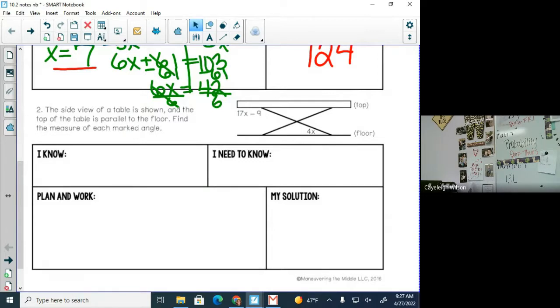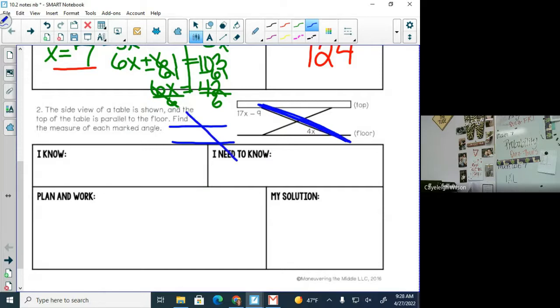So what I did is I redrew it first because I couldn't see it. So I know that the top and the floor are parallel. So I just redrew it like this because I know they're parallel. And then I noticed that both of these measures are on this line. So I just drew that one. And I put the 17x minus 9 right there and the 4x right there. Because I knew that they were on the same side there. But looking at that picture, it was hard to tell. But by taking this line out of the problem, I could see that they were both on the same side.